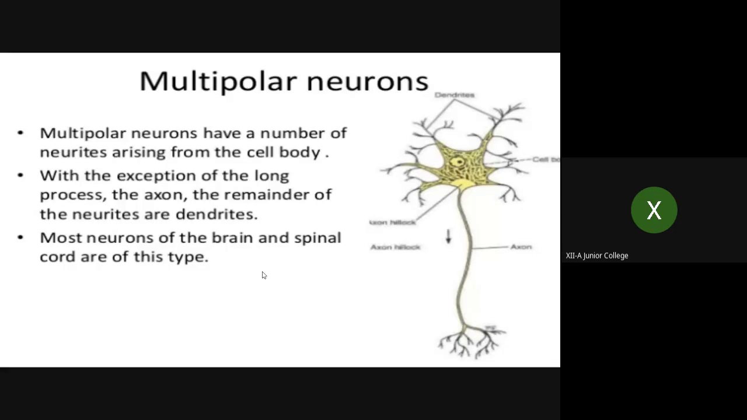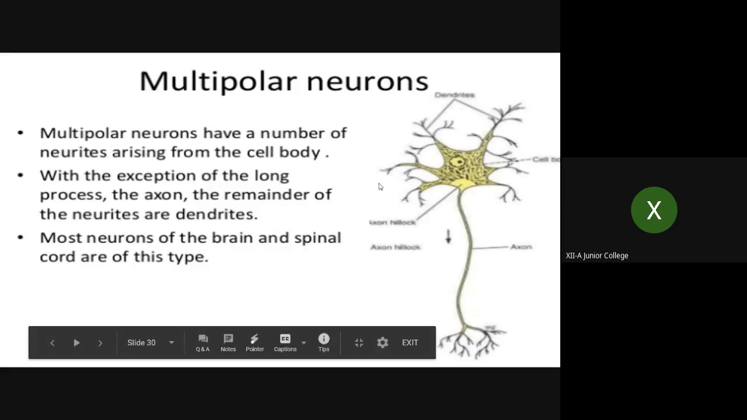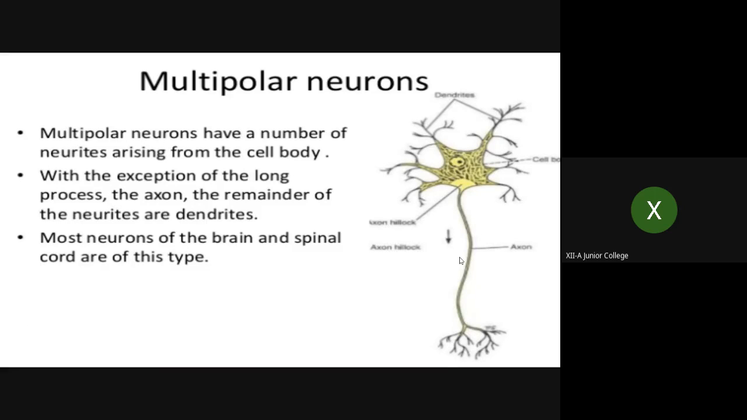Now, multipolar neurons, the structure we have learned so far. Multipolar neurons have a number of neurites arising from the cell body. With the exception of the long process, the axon, the remainder of the neurites are dendrites, as we have already discussed. There is only one larger extension, the axon, and the remaining are dendrites. Most neurons of the brain and spinal cord are of this type. So multipolar neurons are present in the brain and spinal cord.